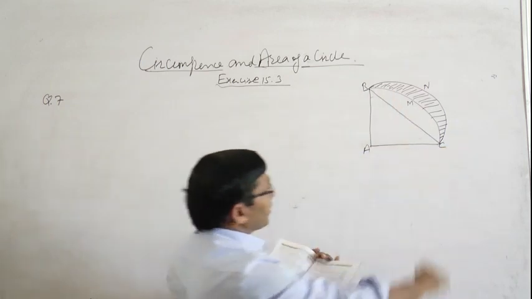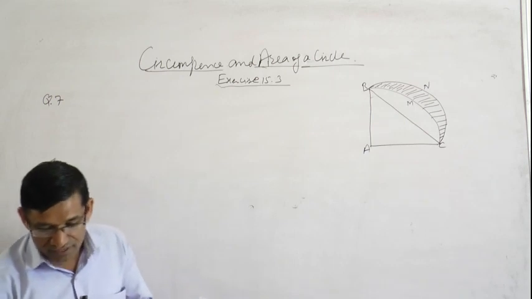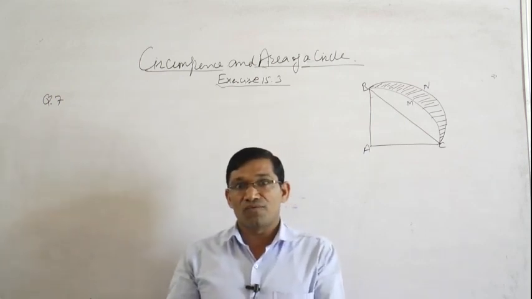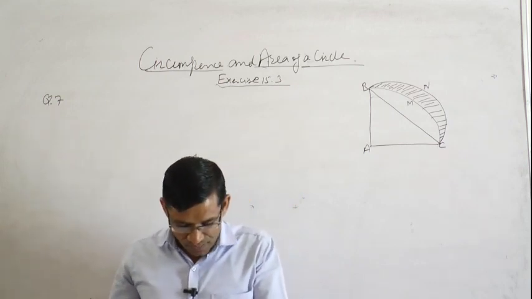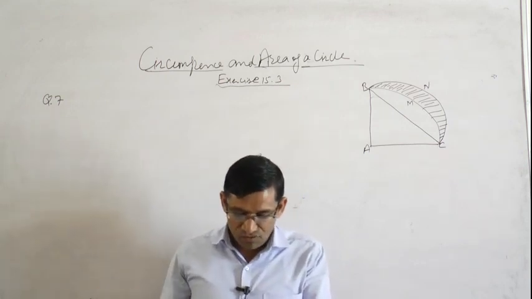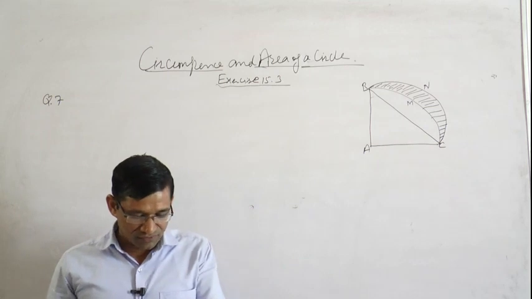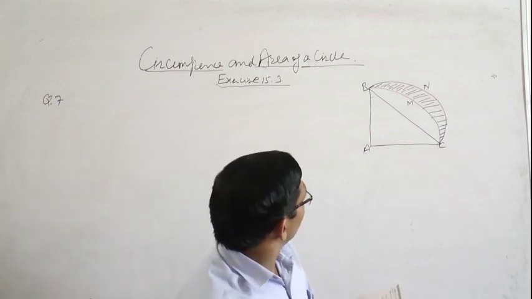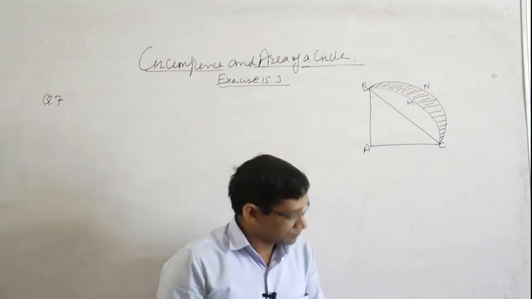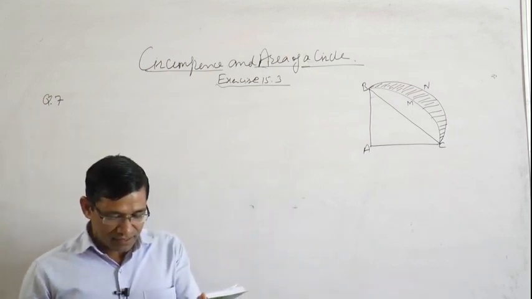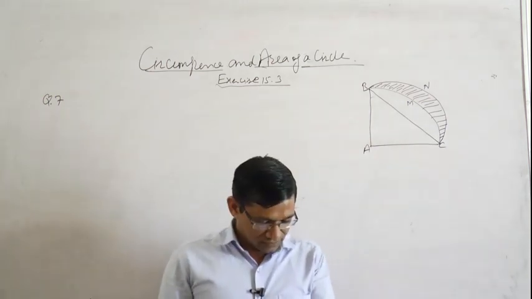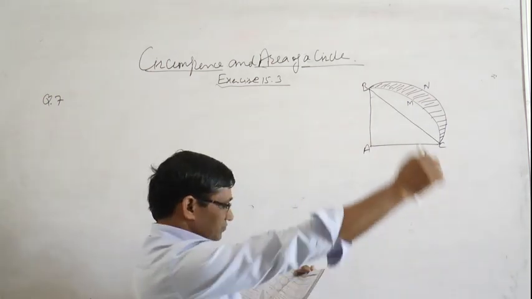This is a quadrant. What is a quadrant? A quadrant is the 1/4 part of a circle. So there is a quadrant ABMC of a circle with radius 14 centimeter, and with BC as diameter, a semicircle is drawn. Find the area of the shaded portion. This is question number 7.